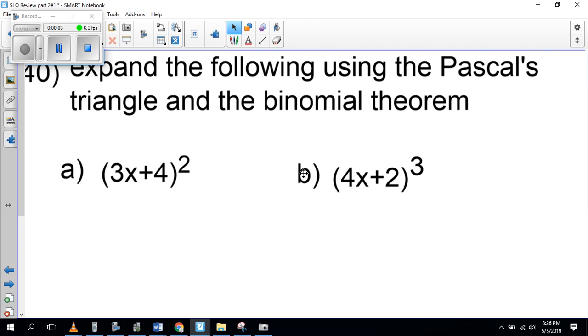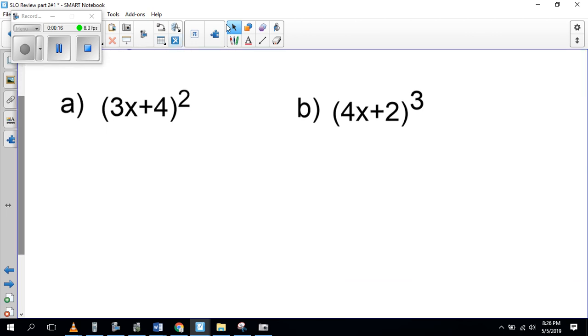Okay, so this one is number 40. It says expand the following using the Pascal's triangle and the binomial theorem. So I'm only going to do letter A because it's kind of time consuming. Well, first, I'm going to do my own Pascal's triangle.